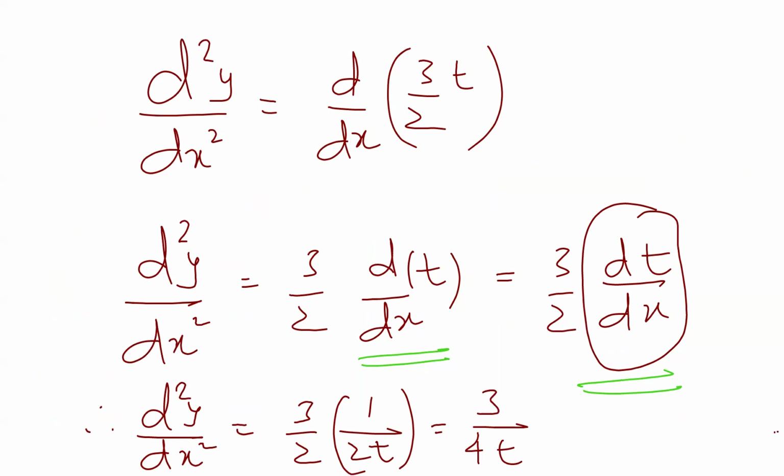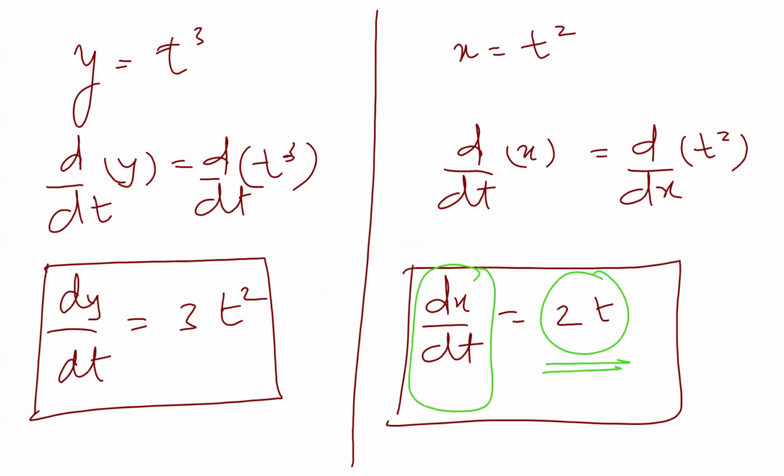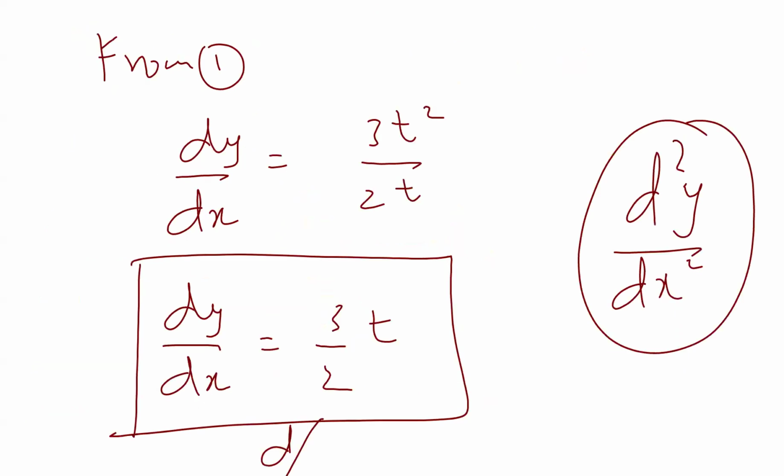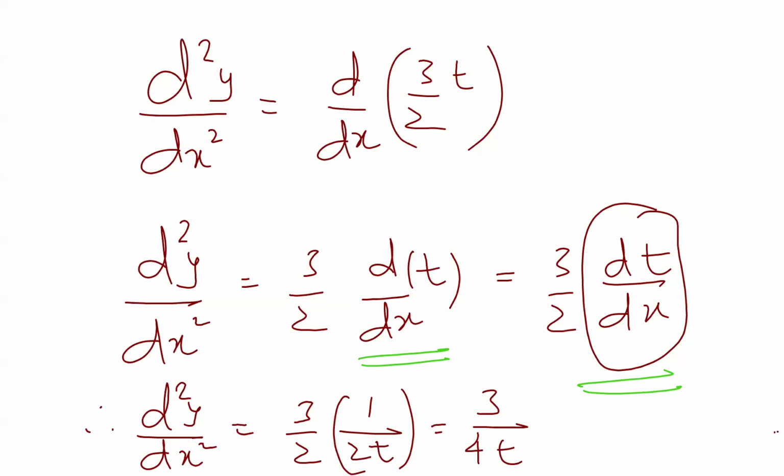I'll show you slide number 1. Parametric functions, t is the parameter. Slide number 2. We are finding out dy by dt and dx by dt. Slide number 3. We'll put these values in equation number 1. Now once we get dy by dx, we have to derive it once again because we require d square y by dx square. Left hand side will be d square y by dx square. Right hand side we have calculated, and this is the final answer.